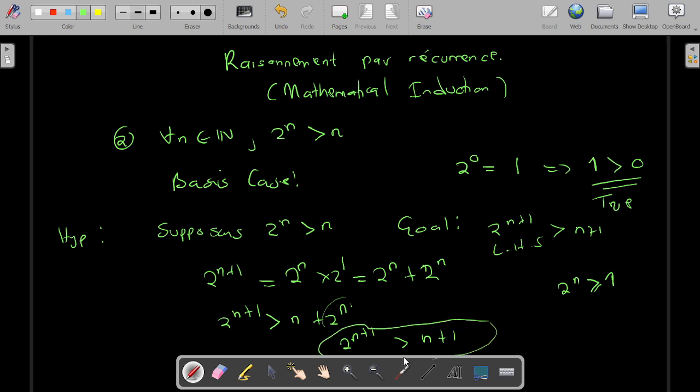So hence we've shown that the proposition 2 to the power n is strictly greater than n, that is for all values of n in the set of natural numbers. So this is going to hold for any value of n we take from the set of natural numbers.